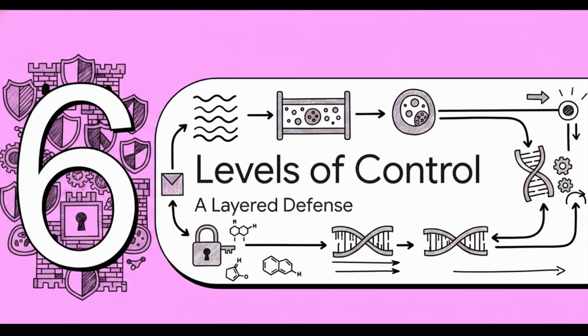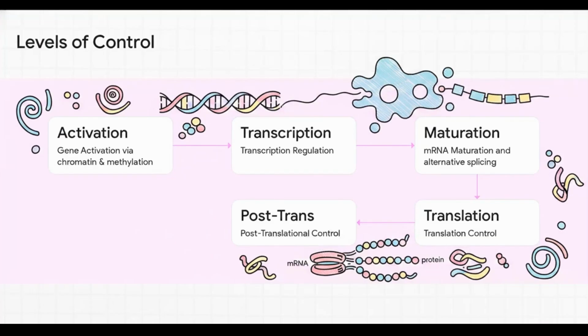Section 6. The multiple levels of control, a layered defense. Once we get past that initial physical and chemical lock, the eukaryotic cell puts the genetic blueprint through a rigorous multi-step gauntlet. Let's outline this gauntlet. First, gene activation, which we just discussed with chromatin and methylation. Second, the heavy lifter, transcription regulation. Third, mRNA maturation. Fourth, translation control. And finally, post-translational control. Let's see how these next layers actually work in practice.